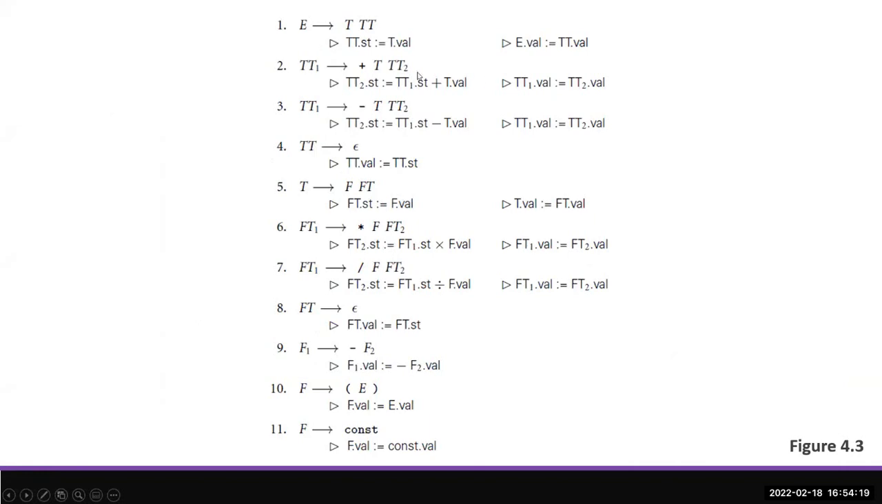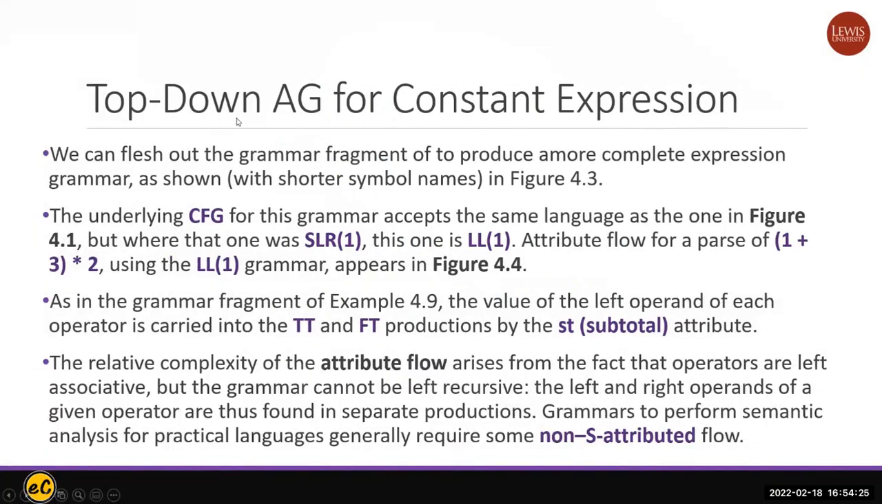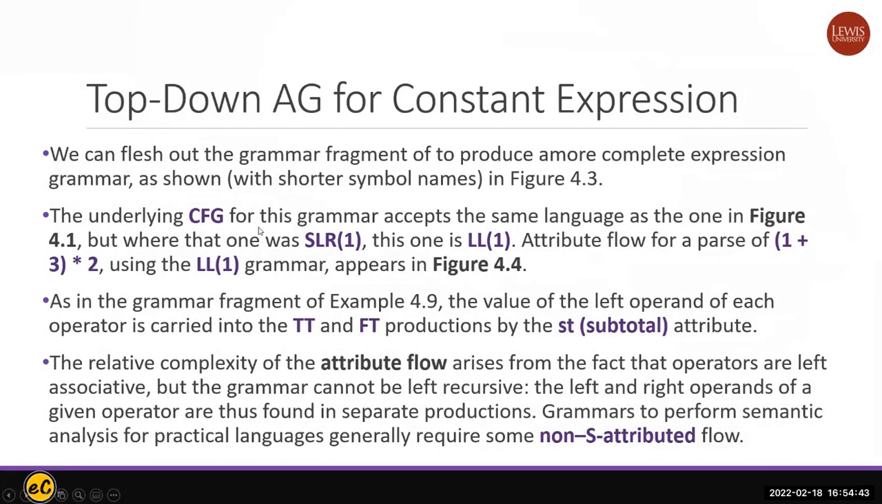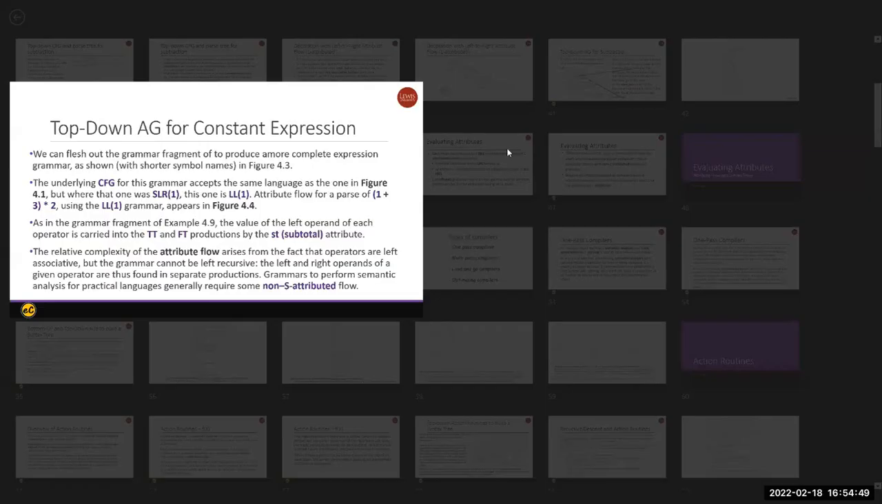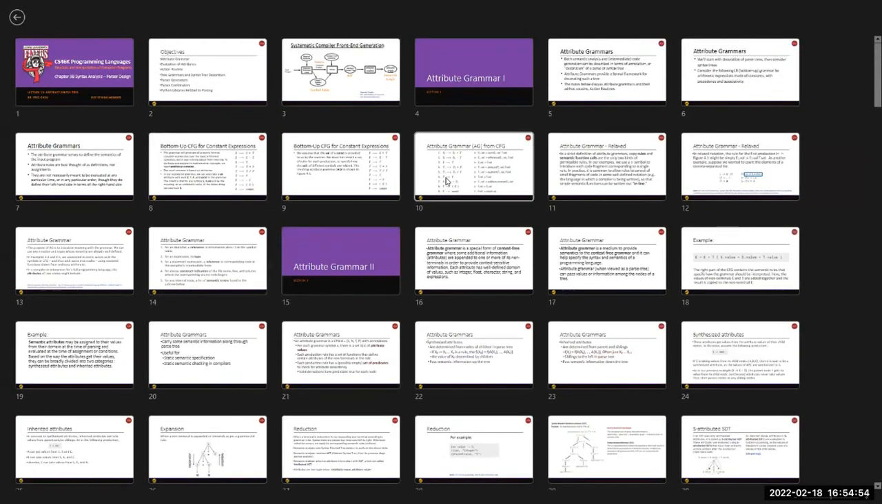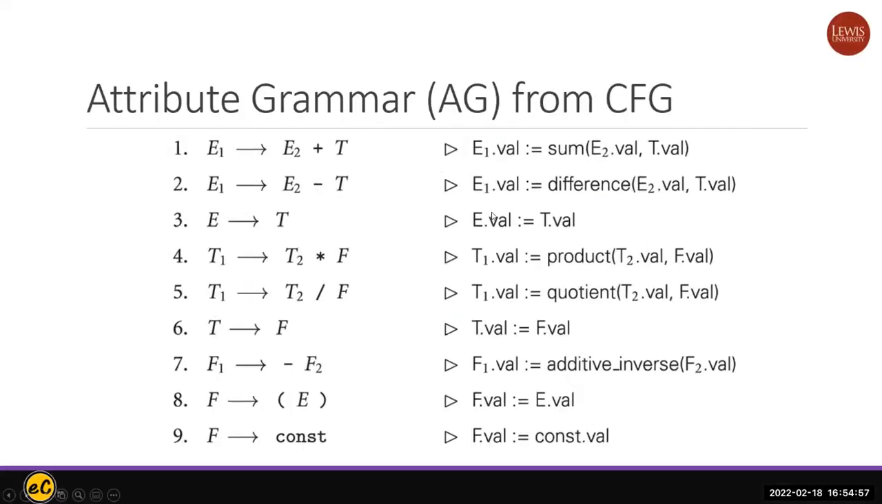So here we rewrite the attribute grammar for all of the terms like this. This is a top-down attribute grammar for constant expressions. We can flesh out the grammar fragment to produce a more complete expression, as shown in 4.3. This one is a more complete attribute grammar, and the underlying CFG accepts the same language as in 4.1. So actually it's the same as what we see in Figure 4.1.